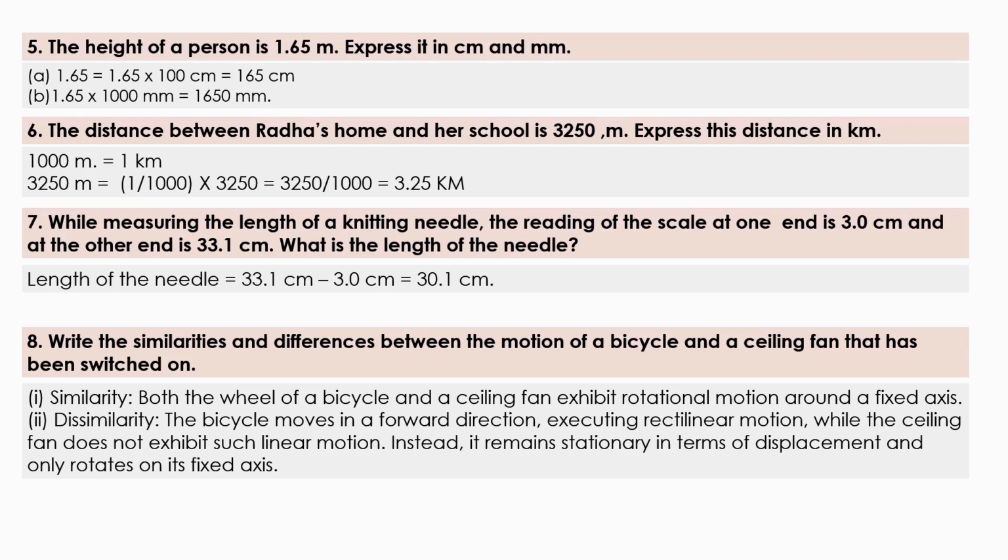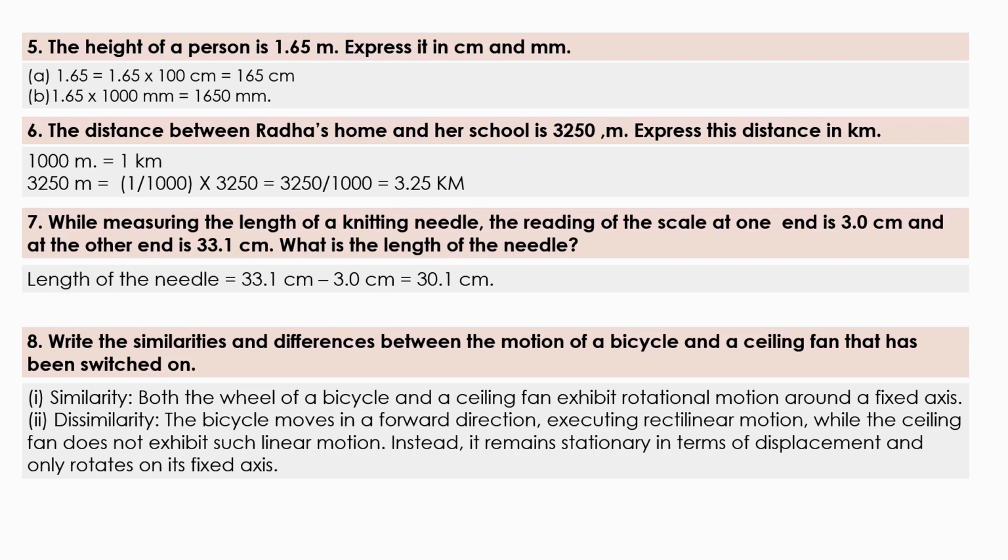Question number 7. While measuring the length of a knitting needle, the reading of the scale at one end is 3 cm and at the other end is 33.1 cm. What is the length of the needle? So the length of the needle is 33.1 cm minus 3 cm, which is 30.1 cm.